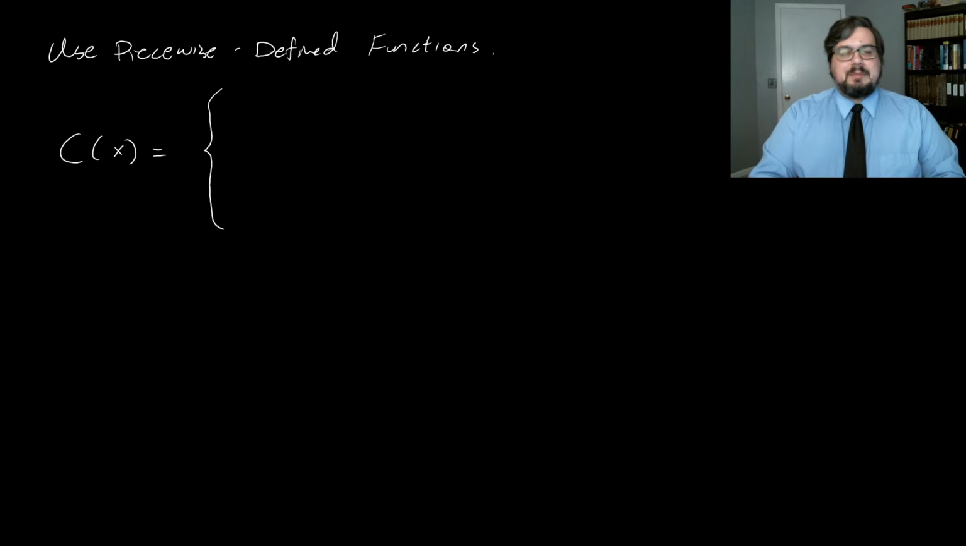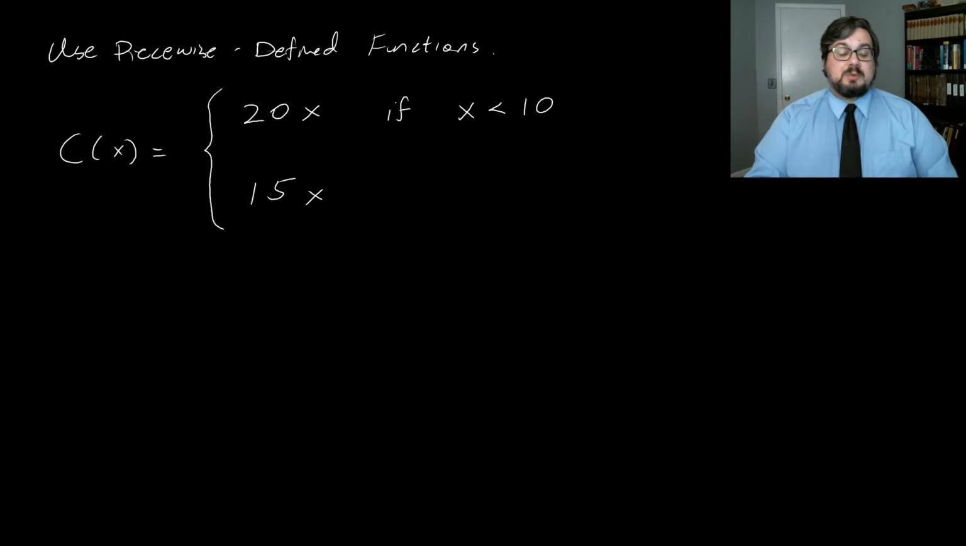With a piecewise defined function, the function will involve two different formulas, but those two formulas will apply at different times. So we would say that the cost to buy x costumes is equal to 20x if x is less than 10, because the formula of each costume costing $20 only applies when the number of costumes we're buying is less than 10. And the cost being 15x applies only if x is greater than or equal to 10.